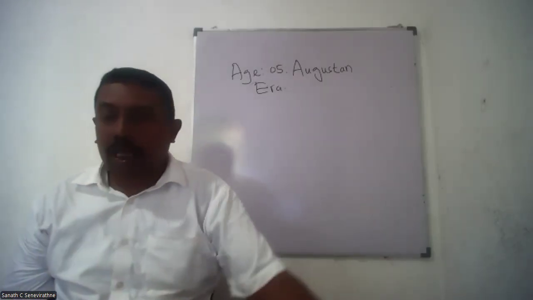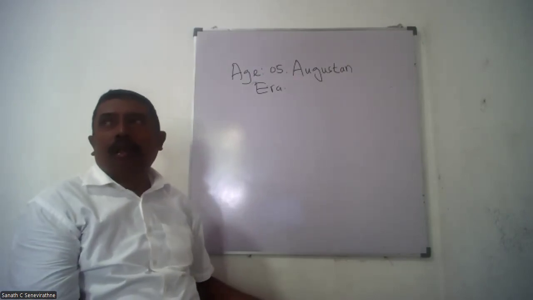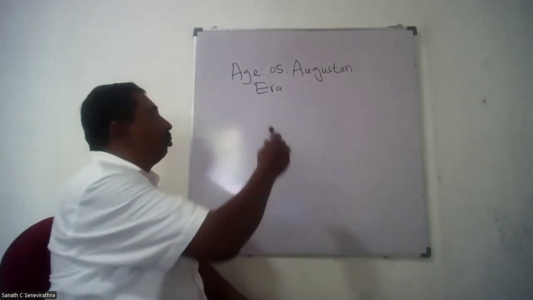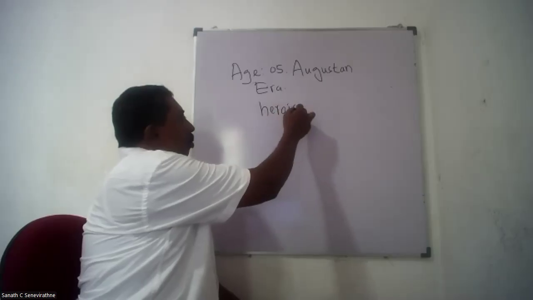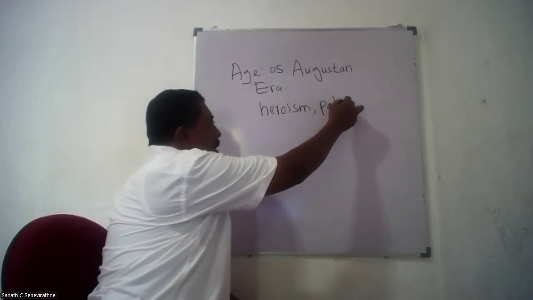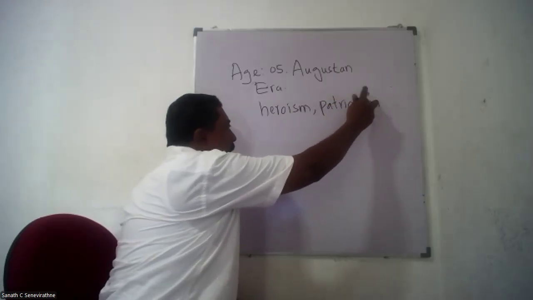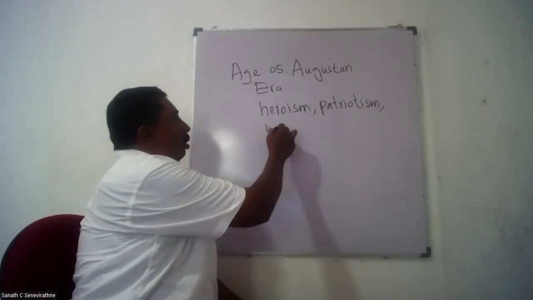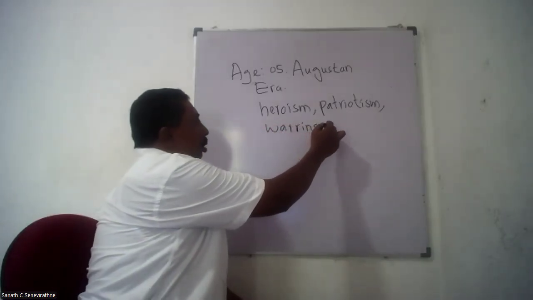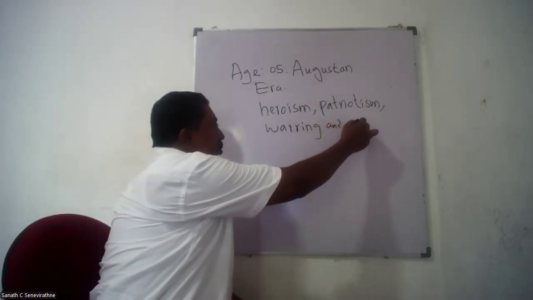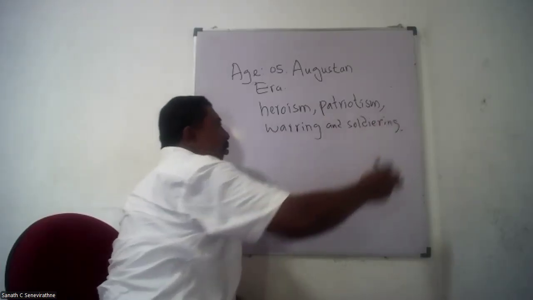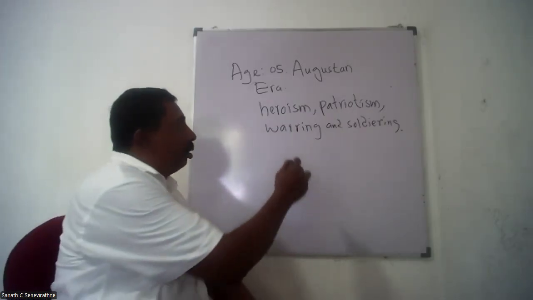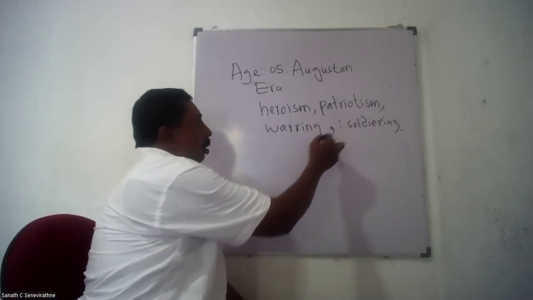During this time, England writers wrote about heroism and patriotism. Patriotism means Deshapremita. Heroism, patriotism, warring and soldiering. We talk about warfield and discovery, heroism, adventure, and after that, yes, adventure also.